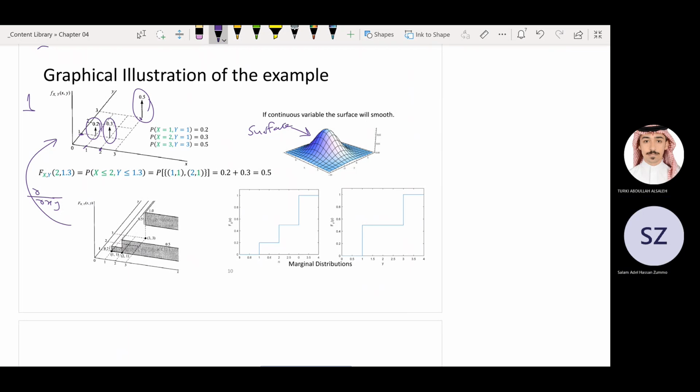Surface. Now, basically, the volume under this surface gives us an area under the curve of this surface. If you integrate in 2 dimensions under the surface, it will give you one. So if continuous random variable, this will be a smooth surface, and the volume under it will be 1.